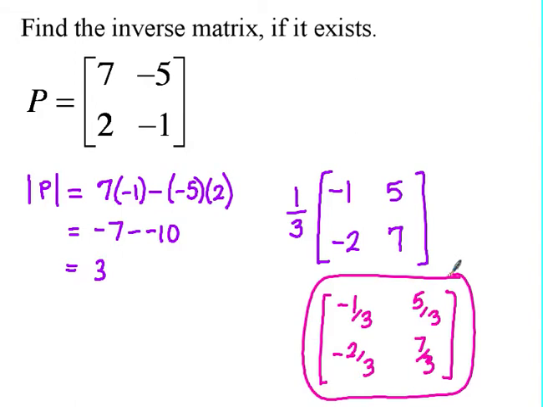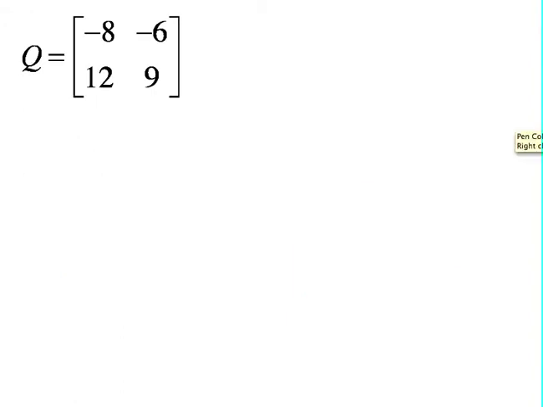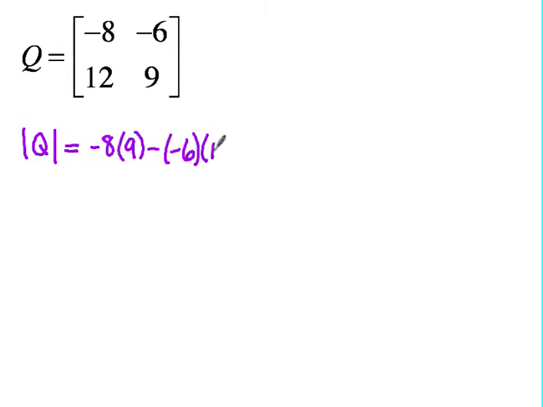All right, let's go and look at another one. Find the inverse. So the very first thing you need to find is what? Determinant. So the determinant of Q, AD minus negative 6 times 12. So what is negative 8 times 9? Negative 72 minus negative 72. What do you end up getting? 0.